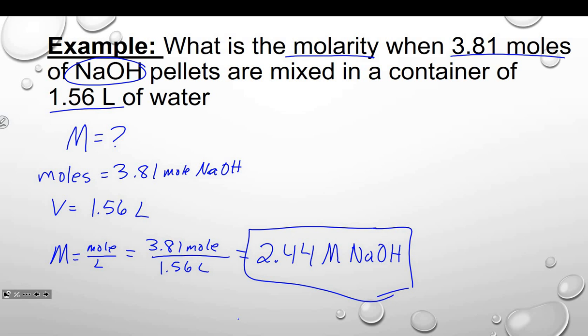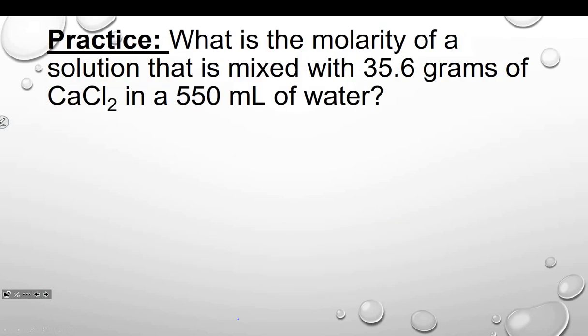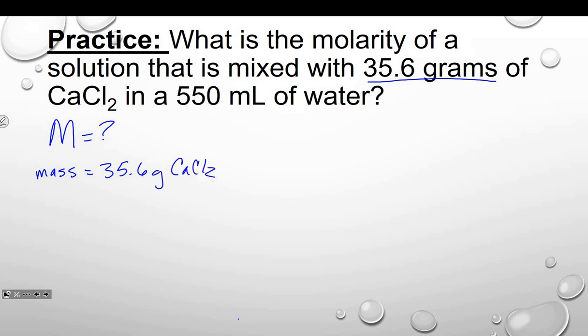All right, we ready to move on then? Okay. So next question. What is the molarity? So again, I'm looking for molarity. That is mixed with this many grams. Ooh, I have grams. I have a mass of calcium chloride in a volume of 550 milliliters. Well, I know molarity is equal to moles divided by liters, and I don't have either one of those, right? So I need to convert it.